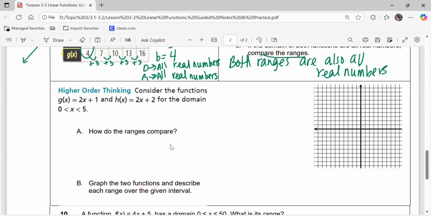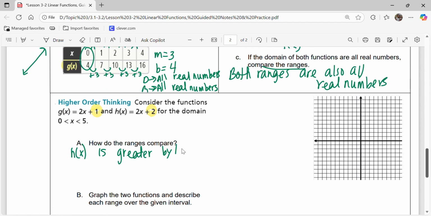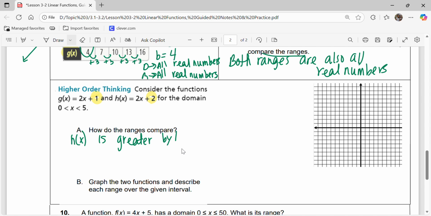All right, some higher order thinking. Consider the functions g of x and h of x for the domain 0 is less than x, which is less than 5. How do the ranges compare? Well, g of x starts at 1, h of x starts at 2. So no matter what, h of x is going to increase each time by 1. So h of x is greater by 1. And now we have to graph the two functions and describe their intervals.